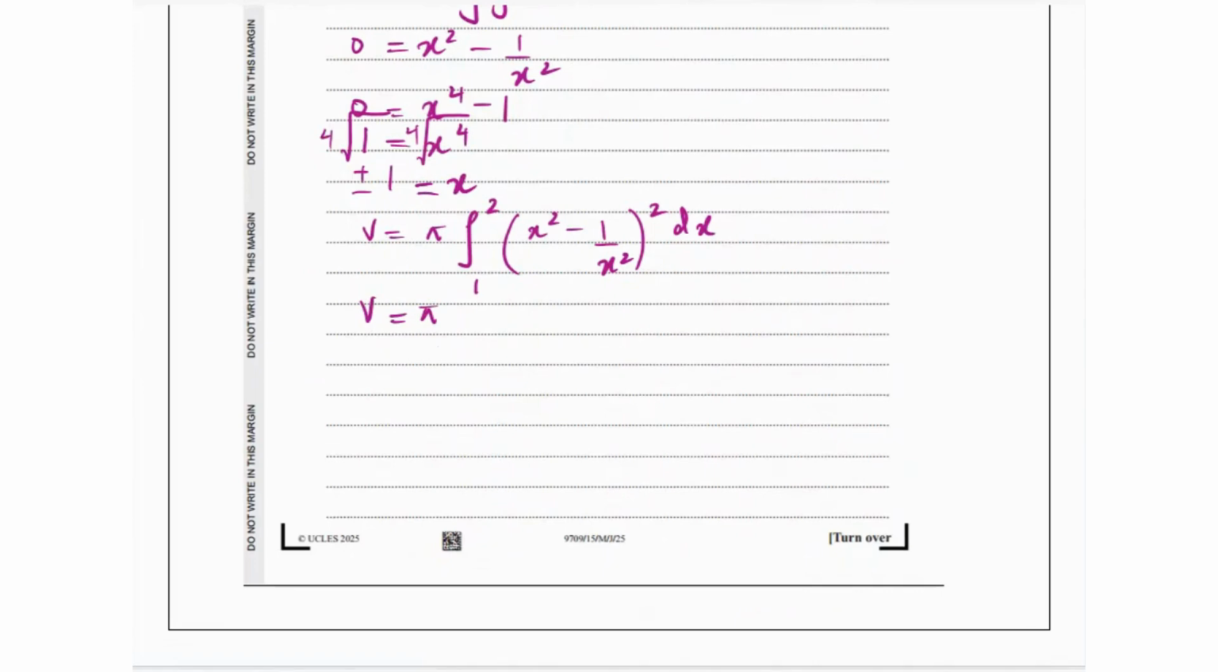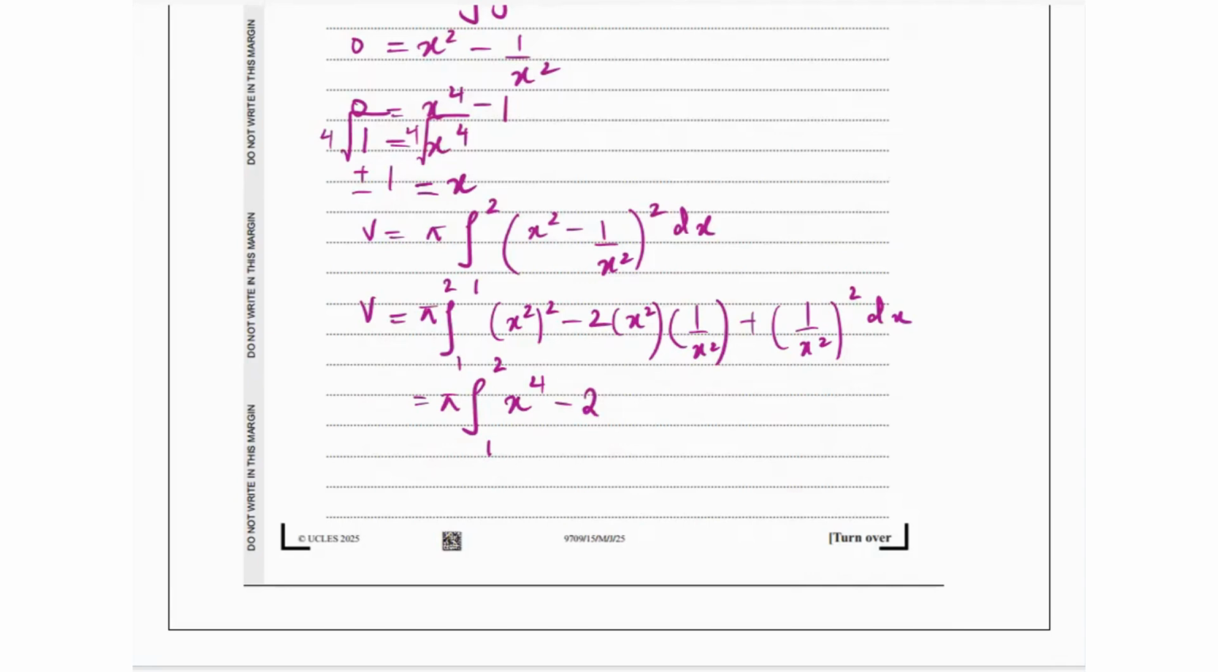So first, let's expand the bracket. x squared squared minus 2 times x squared times 1 over x squared plus 1 over x squared whole squared dx. That's x to the power 4 minus 2 plus x to the power of negative 4. Now we integrate this.